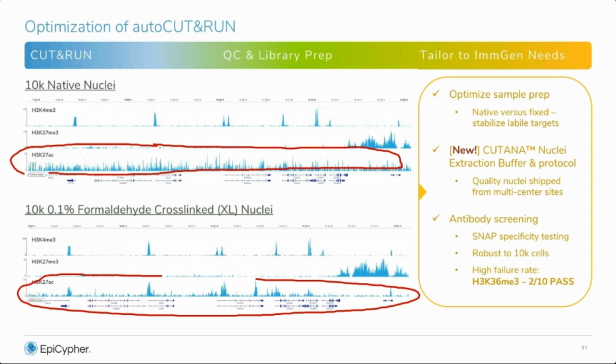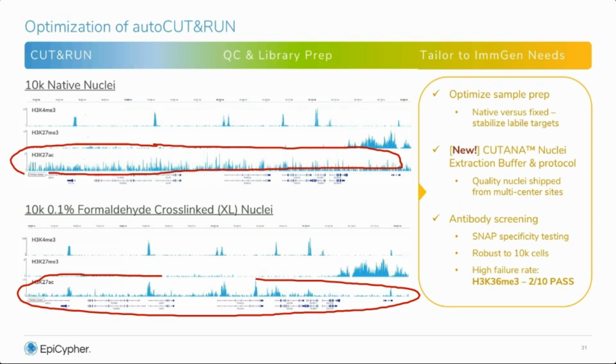So now we have sample processing conditions that are optimized for the targets of interest. We also needed to optimize nuclei preparation and enable all these labs from all over the world to ship nuclei to us in very good condition to do the CUT&RUN. And we found an optimal nuclei buffer to do that, to really stabilize these nuclei for shipping and for CUT&RUN. And we actually just launched this buffer last week. So it can isolate nuclei from a variety of cell types and tissue.